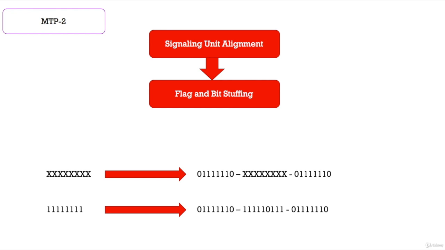Similarly, on the receiving side, it takes care that whenever it receives 5 consecutive ones, it ignores the immediate 0. That way, the bit stuffing is removed and the actual packet is retrieved.